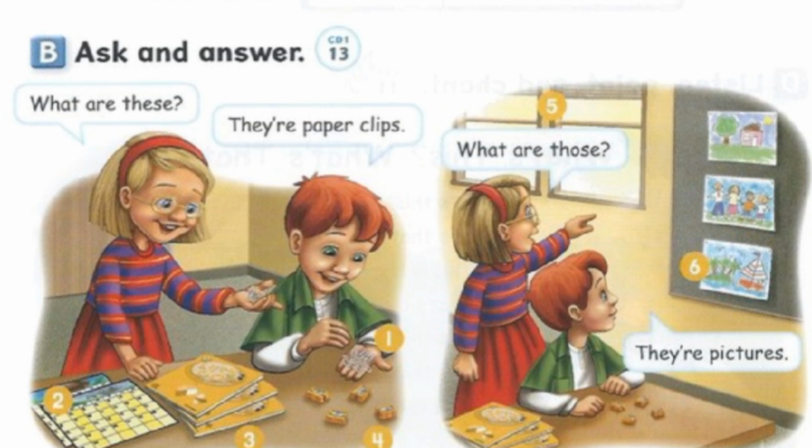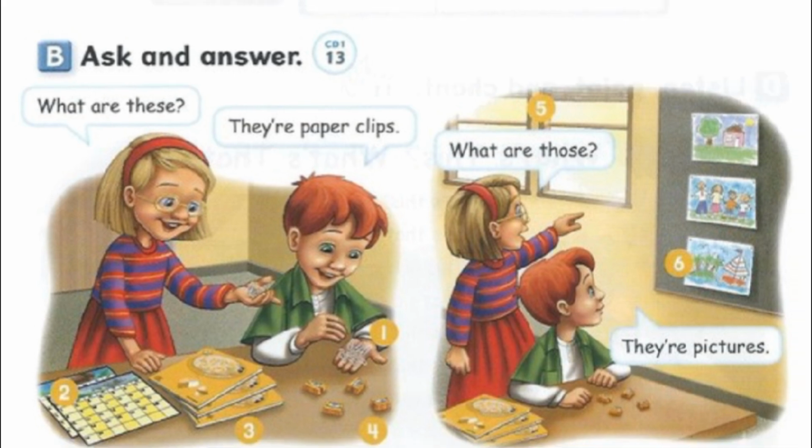Ask and answer. Number 1. What are these? They are paper clips. Number 2. What are these? They are calendars. Number 3. What are these? They are workbooks. Number 4. What are these? They are pencil sharpeners. So in this picture, I use these because all the things are plural and near.